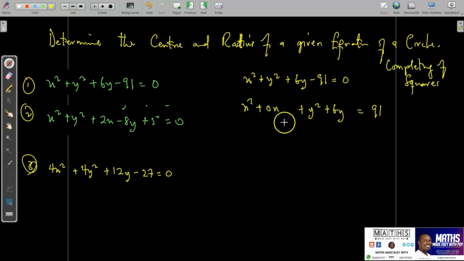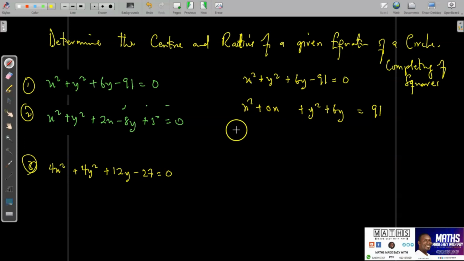If that is okay, then select the coefficient of x, half it, square it, and add it to both sides of the equation. Likewise, you select the coefficient of y, half it, square it, and add it to both sides of the equation. So whatever you do on the left hand side, the same thing must be done on the right hand side. Now the coefficient of x here is 0. Half of 0 is still 0. When you square 0, you are still going to get 0.